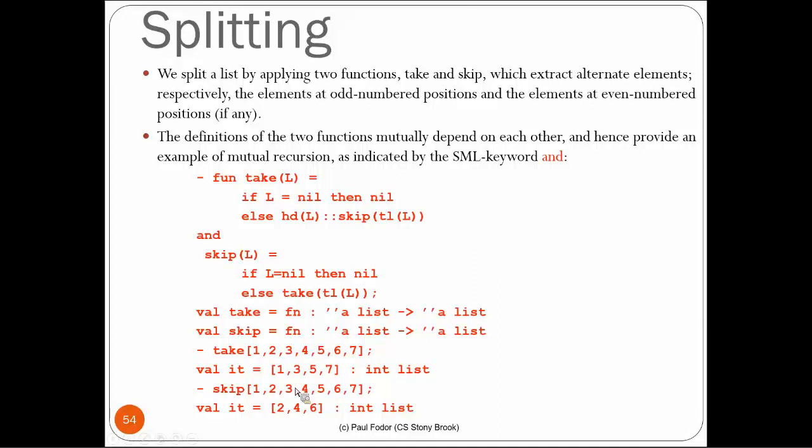Skip, on the other hand, returns the even indexed elements. So it calls take on the tail of the list, which is 2 to 7. Take will return 2, and it will call skip on 3 to 7. Skip will call take from 4 to 7, and it will return 4, and invoke skip on 5 to 7. Skip will invoke take on 6 to 7. Take will return 6, and we will call skip on 7, which will call take on empty, which will return the empty list. So we'll see that basically it returns the even indexed elements.